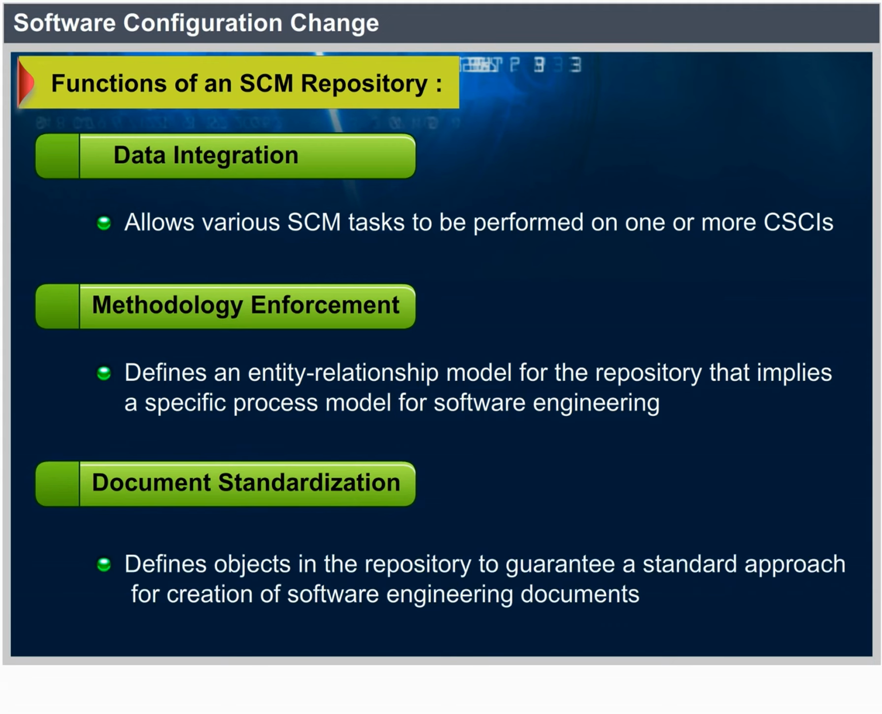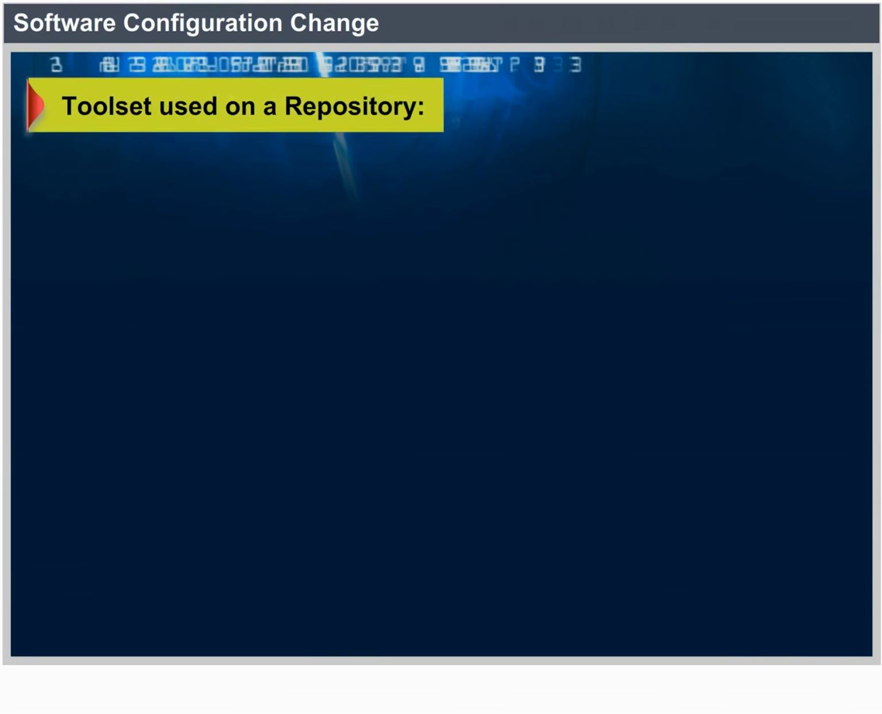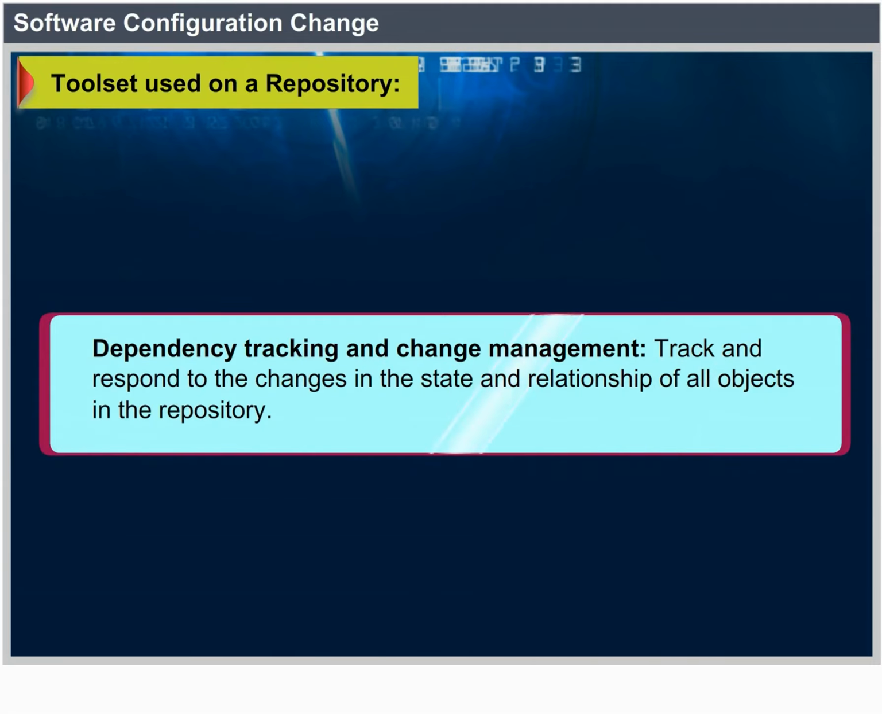Toolset used on a repository. Versioning: save and retrieve all repository objects based on version number. Dependency tracking and change management: track and respond to changes in the state and relationship of all objects in the repository.